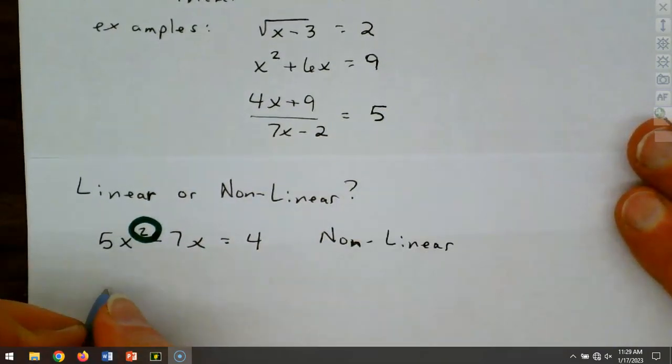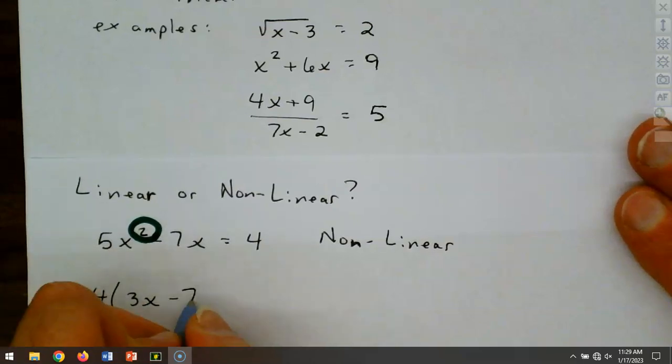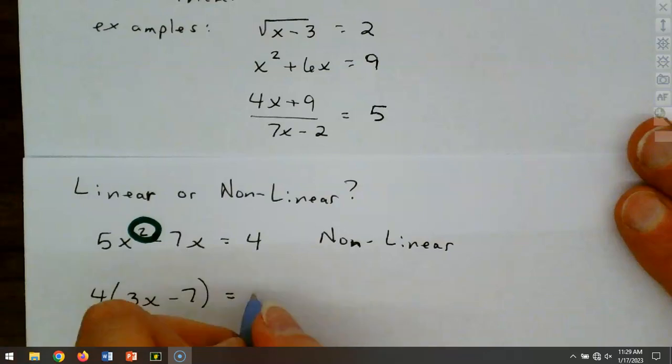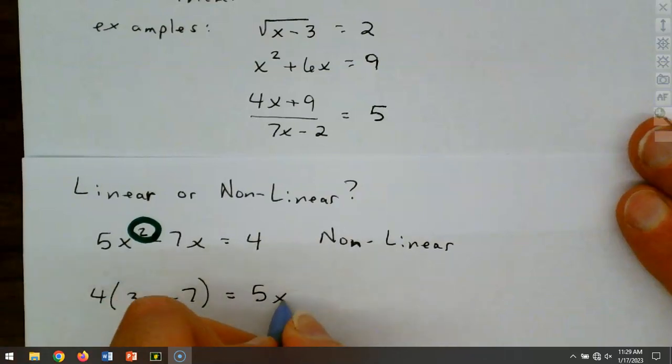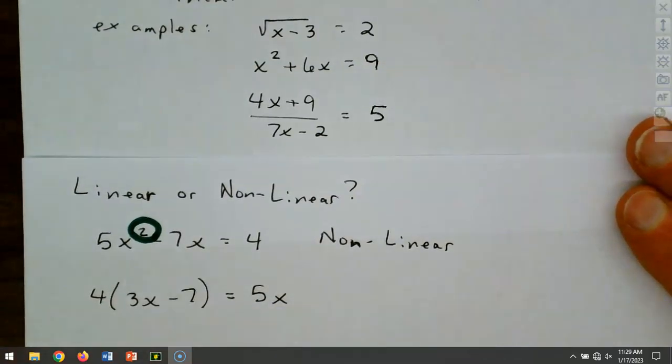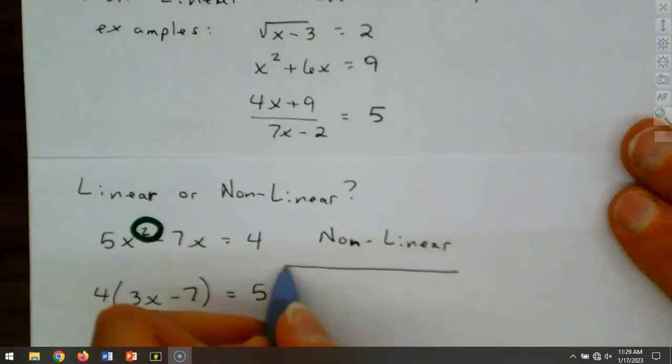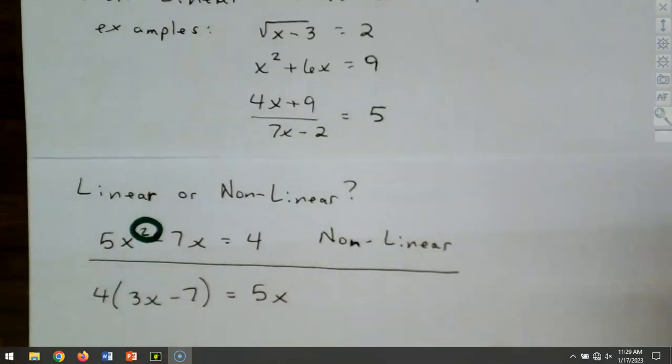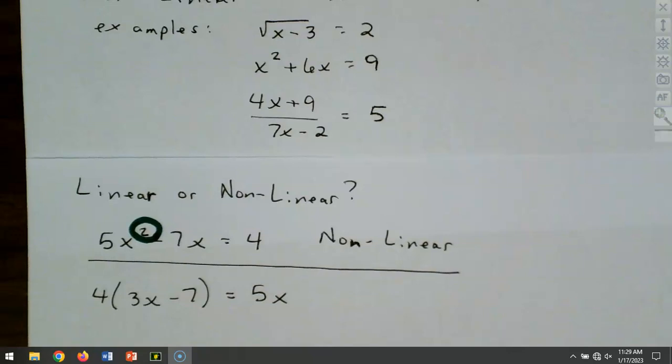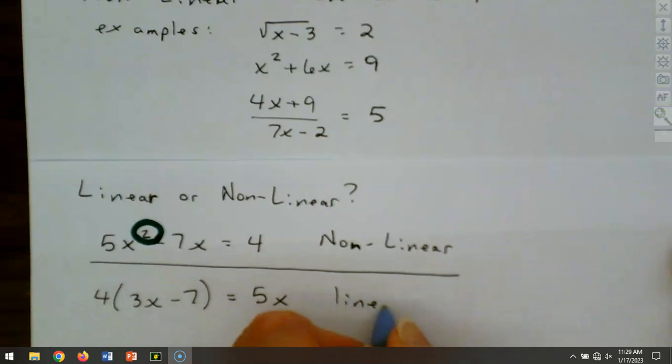What about this one? What about 4 times 3x minus 7 equals 5x? Linear or nonlinear? Do we have any squares or any cubes? No. Do we have any square roots? No. Any fractions with x down below? No. So what would this one be? Linear.